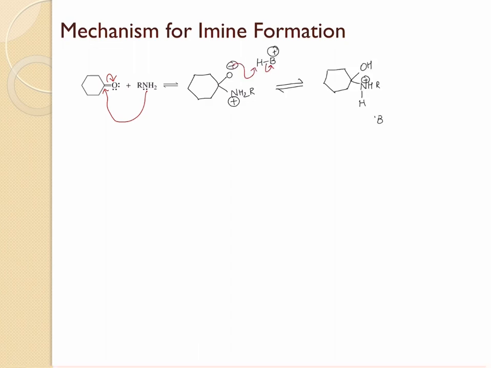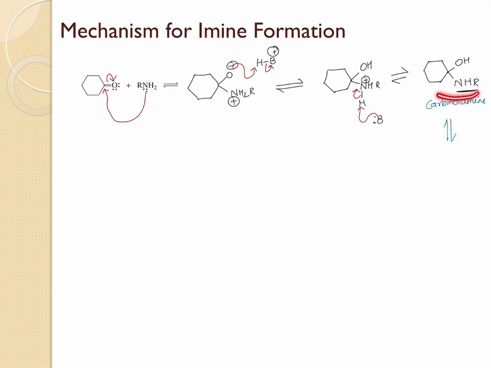And in the next step, the base comes in, abstracts one of these hydrogens that is present on nitrogen, neutralizing the positive charge on nitrogen. And this is going to result in a neutral tetrahedral intermediate. So here is the neutral tetrahedral intermediate, and it is called a carbinolamine because you do have a hydroxy group and you also have an amine. So it's going to be called a carbinolamine.